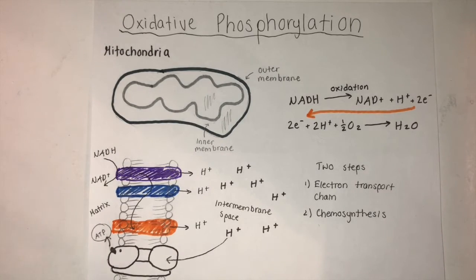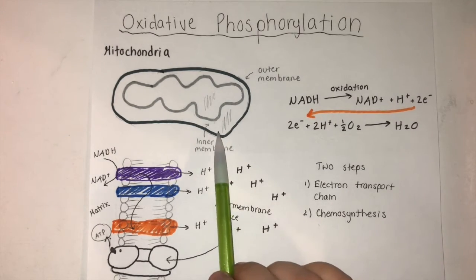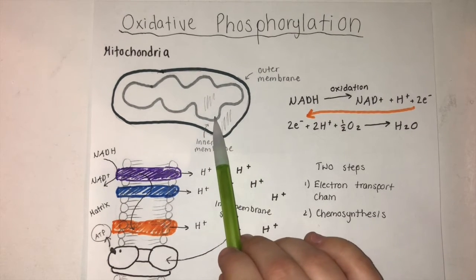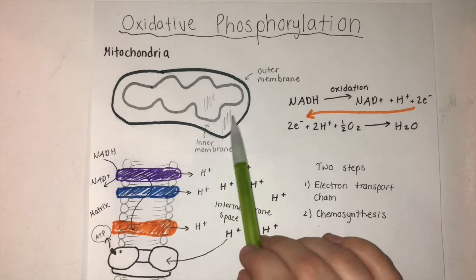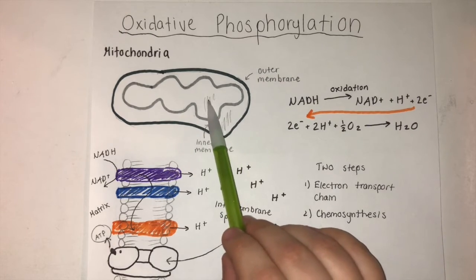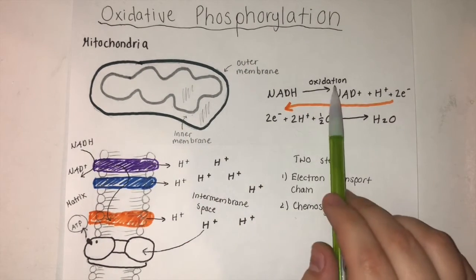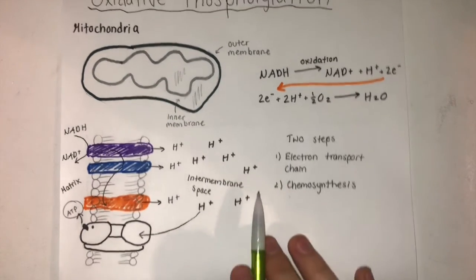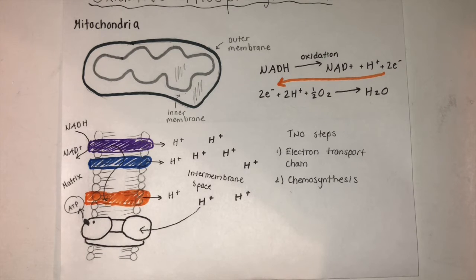Okay, so next we're going to move into oxidative phosphorylation. So this occurs in the mitochondria shown here. It consists of the outer membrane shown in black, the inner membrane shown in gray. This is the inner membrane space, and this is the matrix. So then these two equations right here are actually showing what's happening chemically in this process, and then this diagram is showing it a little bit more in depth.